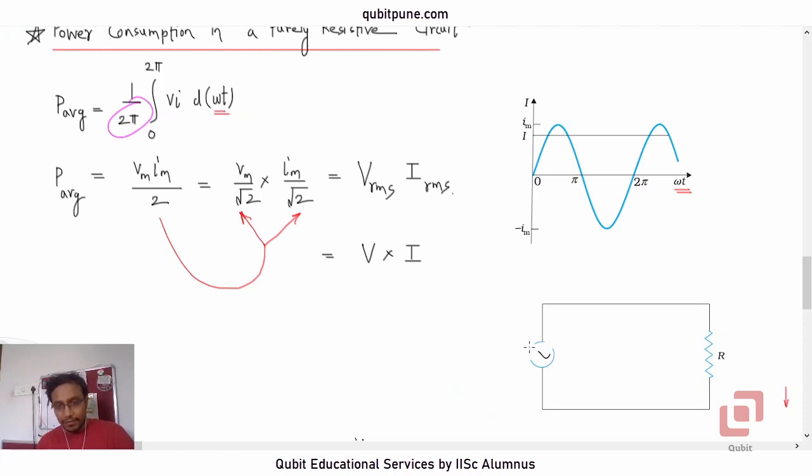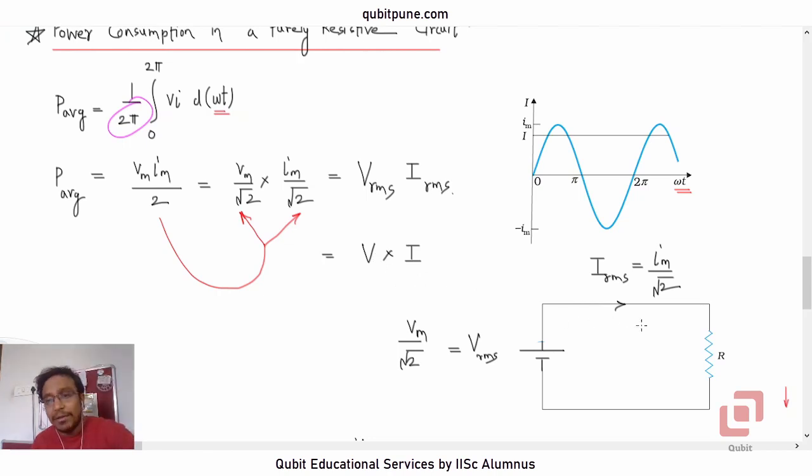and instead of this alternating source, if I connect a DC source, a battery whose EMF or terminal potential difference is Vrms, or Vm by root 2, and if we connect it across the same resistance R, then the current that will flow will be Irms, which will be Im by root 2, and then the average power that this will be spending will be the same as this.